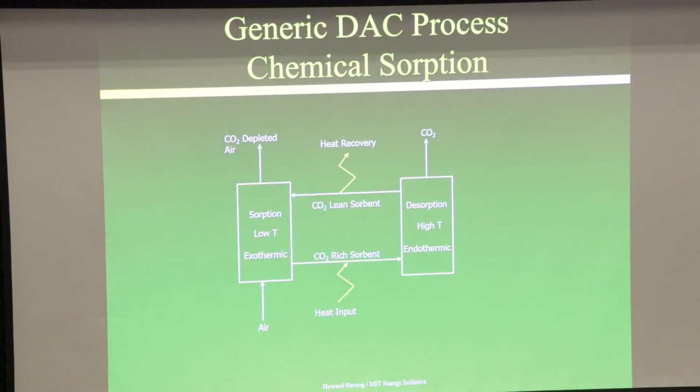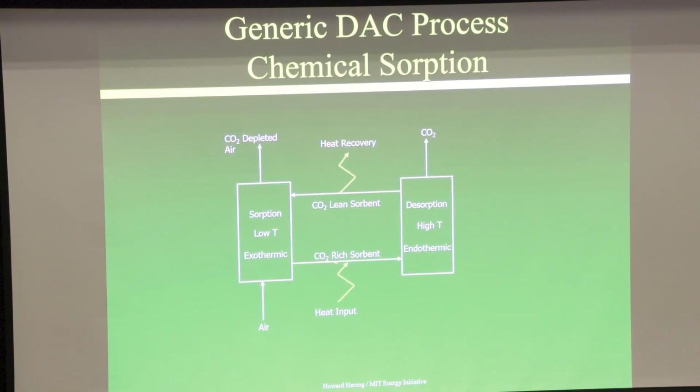But how does it work? It's fairly simple when you strip out all the little details. You basically have absorption, desorption. I think just about every one of these proposed processes does it this way. Here's your absorber. You have air come in and depleted air go out. This happens at low temperature and it's exothermic. But once again, the heat that you get off is really not recoverable because you're doing it at ambient conditions, whatever temperature the air is.